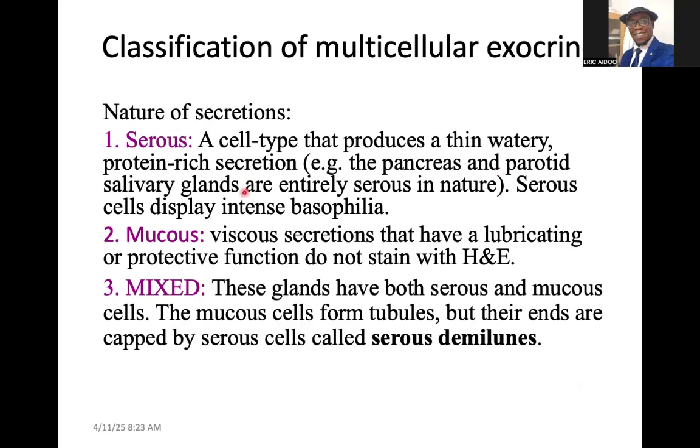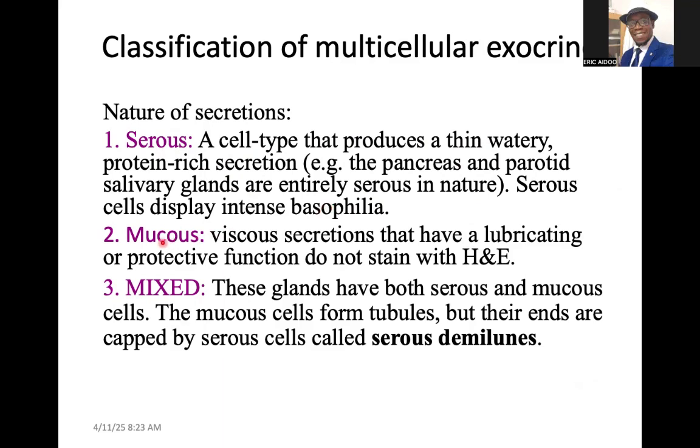So the saliva you have in your mouth, especially the one from the parotid gland, is usually serous, entirely serous. Okay, and it's very thin and watery. Serous cells will display intense basophilia, which means that they will take a lot of what? The hematoxylin or the basic stain. So they look blue, black, or very dark in color.